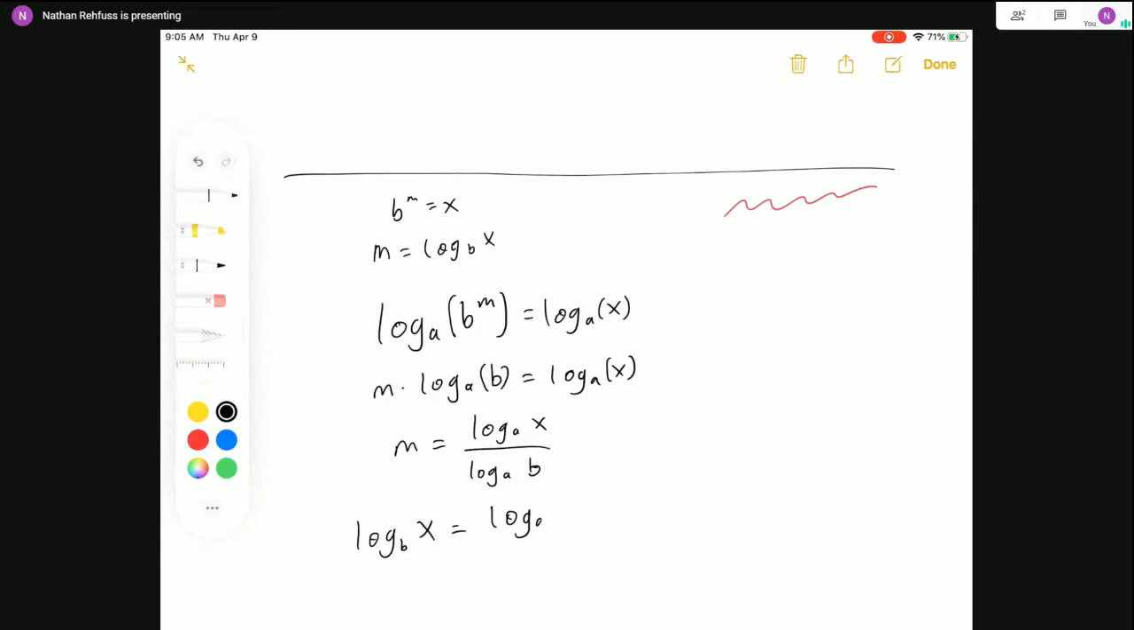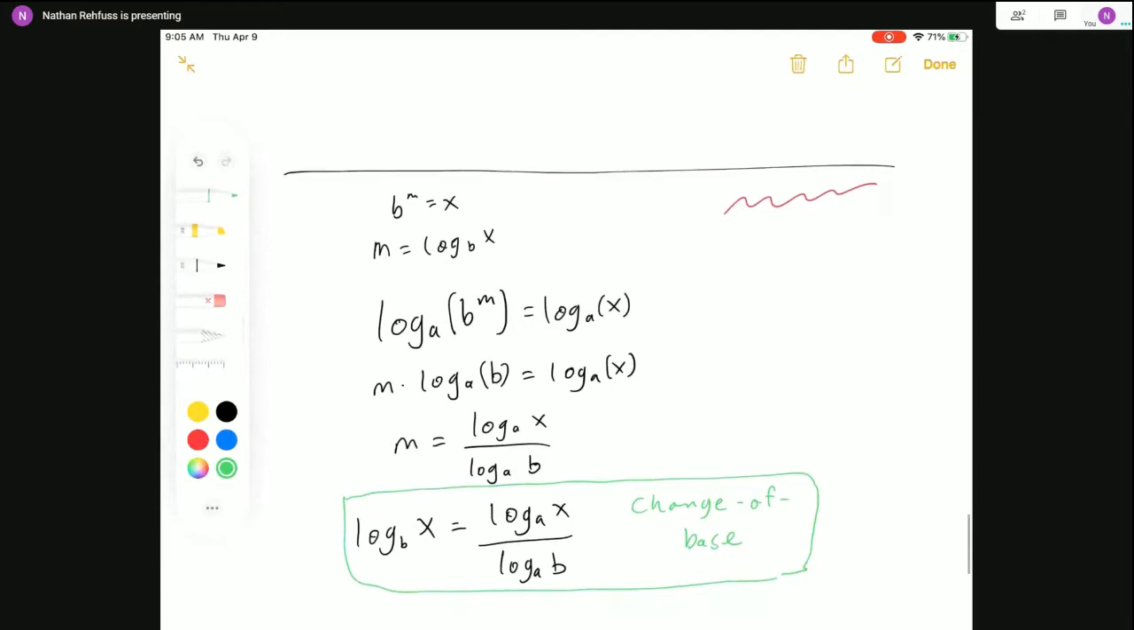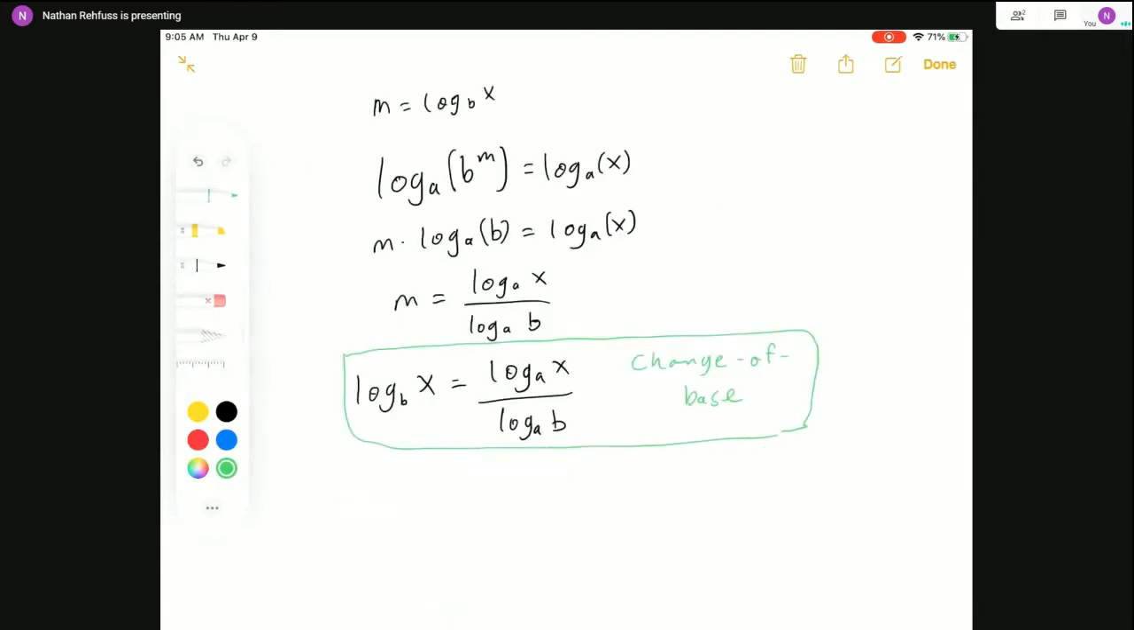And this right here, this strange equation, is known as the change of base property. And here's why it's important. A couple of reasons.